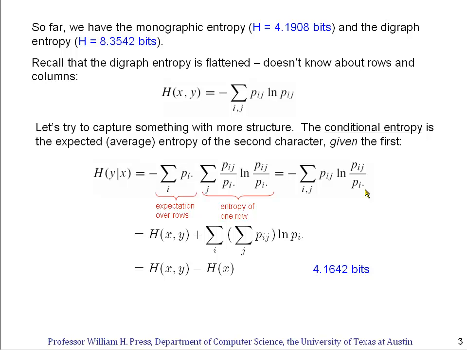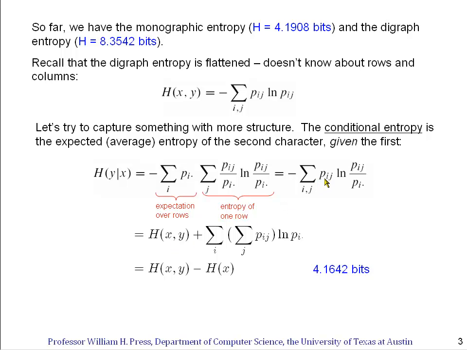Now we can rewrite this in a couple of ways. We can take the log of the quotient and expand that as the sum of two logs. And the first one, the log pij, well, that combines with the pij log pij to just give us back the digraphic entropy right here, the entropy of x and y.